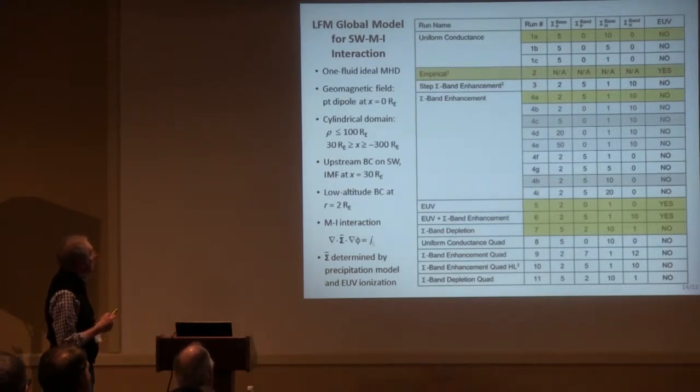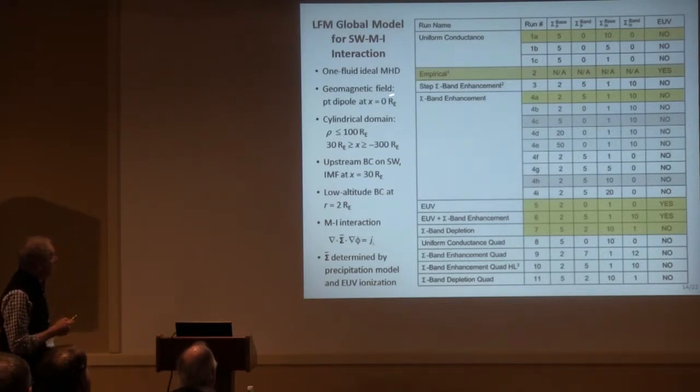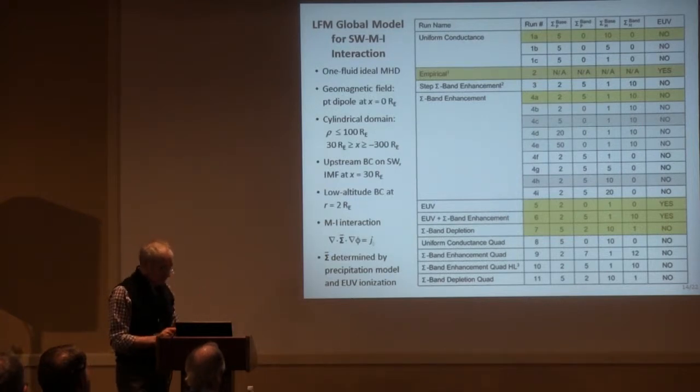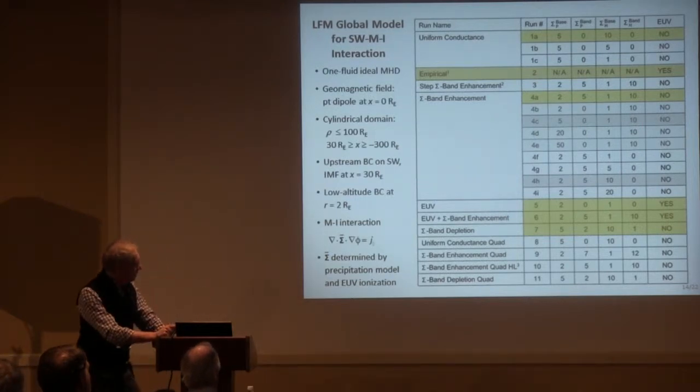One fluid, so there's no outflow. For the geomagnetic field, there's a point dipole at x equals 0. It's a large cylindrical domain, upstream boundary condition at 30 RE, low altitude boundary condition at 2 RE. It solves the same equation for the ionosphere. And sigma is determined, well, there's a precipitation model in the LFM simulation model that includes ionization due to both precipitation and EUV.